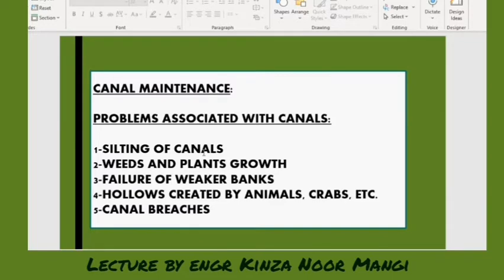Now silting occurs when the water flows in the canal and the sediments which are suspended in it, due to the less velocity, get deposited at the bottom of the canal and the silting occurs. This is also a big issue for us, and maintenance should be done for it too.